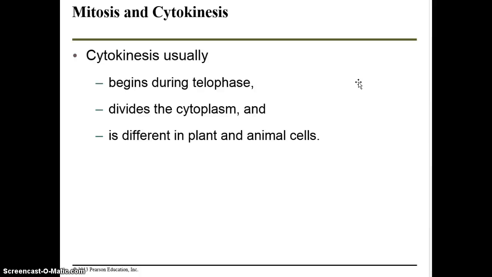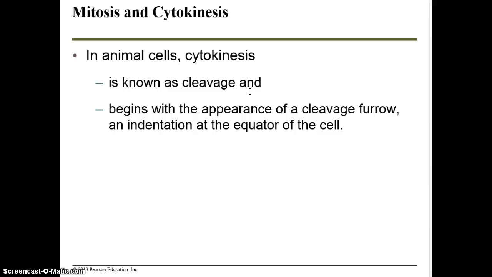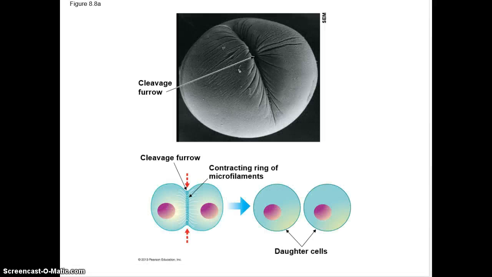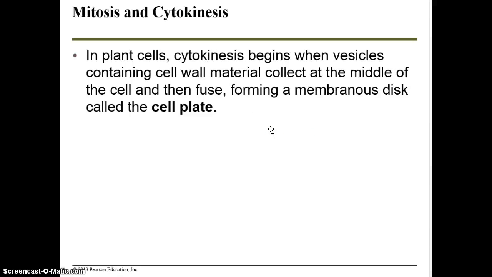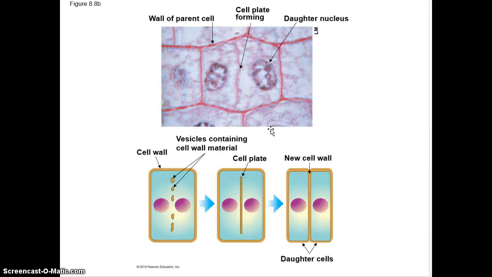So as it says here, cytokinesis usually takes place during telophase, and divides the cytoplasm. And I just wanted to fast forward to this picture because I think it's funny looking. It looks like a black and white peach, but you get an idea of what the cleavage furrow looks like in a dividing animal cell. And we're not really going to worry about the difference between animal cells and plant cells. We're just going to know the phases of mitosis.